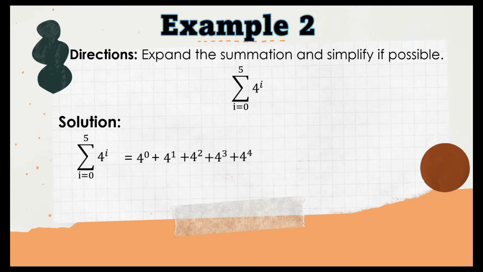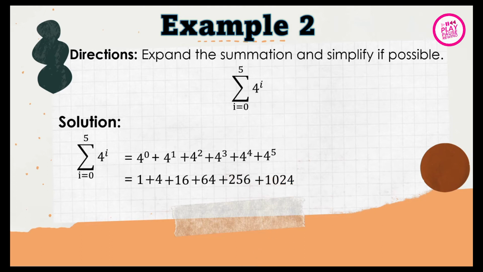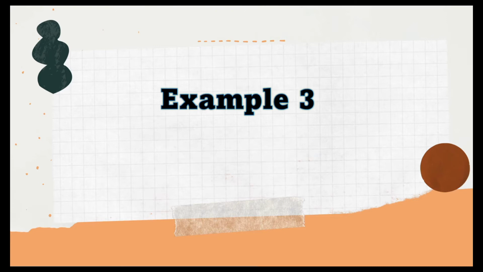to 3 plus 4 raised to 4 plus 4 raised to 5, which equals 4 raised to 0 is 1, plus 4 raised to 1 is 4, plus 4 raised to 2 is 16, plus 4 raised to 3 is 64, plus 4 raised to 4 is 256, plus 4 raised to 5 is 1024. Then add, which equals 1365.